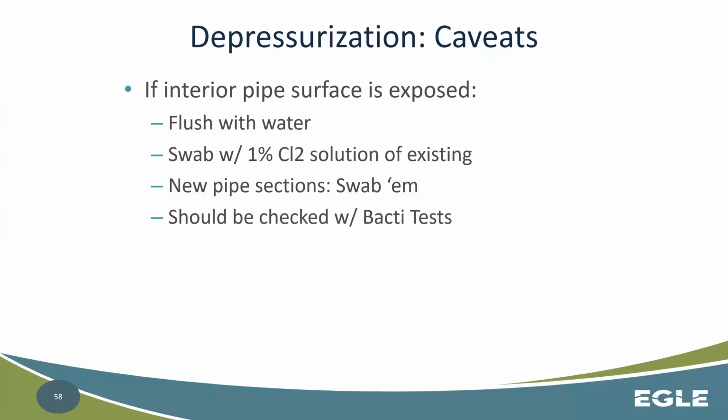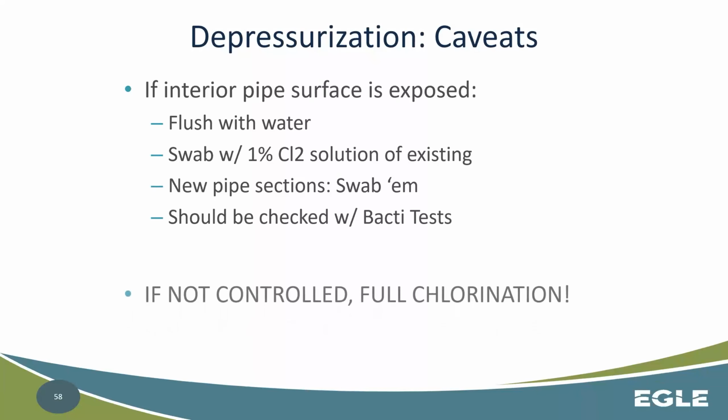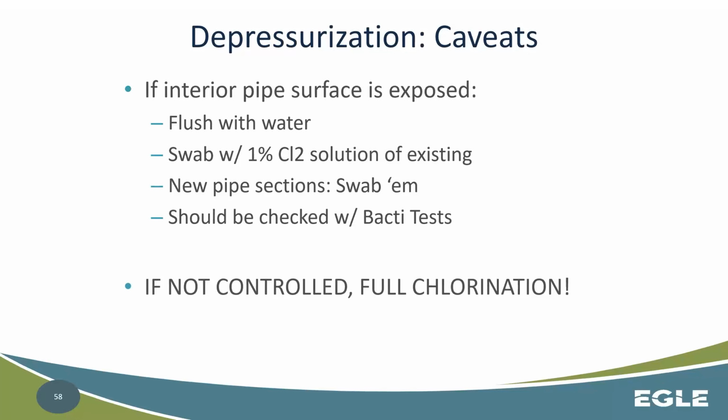So some depressurization caveats. Flush a lot after you've got the situation cleaned up and fixed. Make sure that before that you've properly swabbed with at least a 1% chlorine solution to the existing. If it gets even larger than that, you may have to increase that chlorination or chlorination time all the way down to how you would typically put new main into service, with doing a prolonged hold of high chlorination. There's all kinds of things to do here, but if it's not controlled, that's what we're saying. Full chlorination is going to be key.